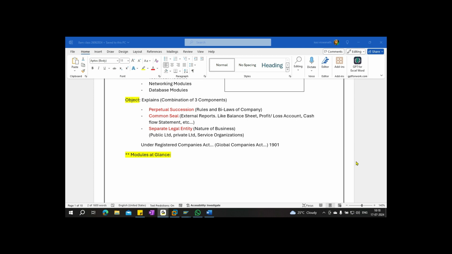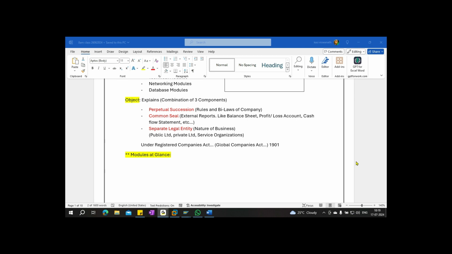The same balance sheet which I printed on white paper is a dummy document. The one I printed on company letterhead with emblem and audited signature is an official legal document, nothing but the common seal. There is a lot of difference between a white paper document and a legal entity. Next, the third one: separate legal entity.